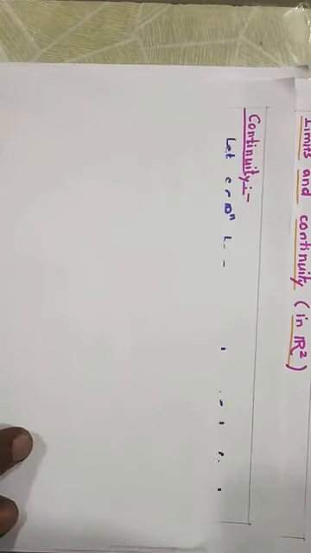This is the fourth lecture of the first chapter of SYBSC, functions of several variables. So far we have seen the definitions and properties of limit of functions of several variables. Now we'll see the definition of continuity.